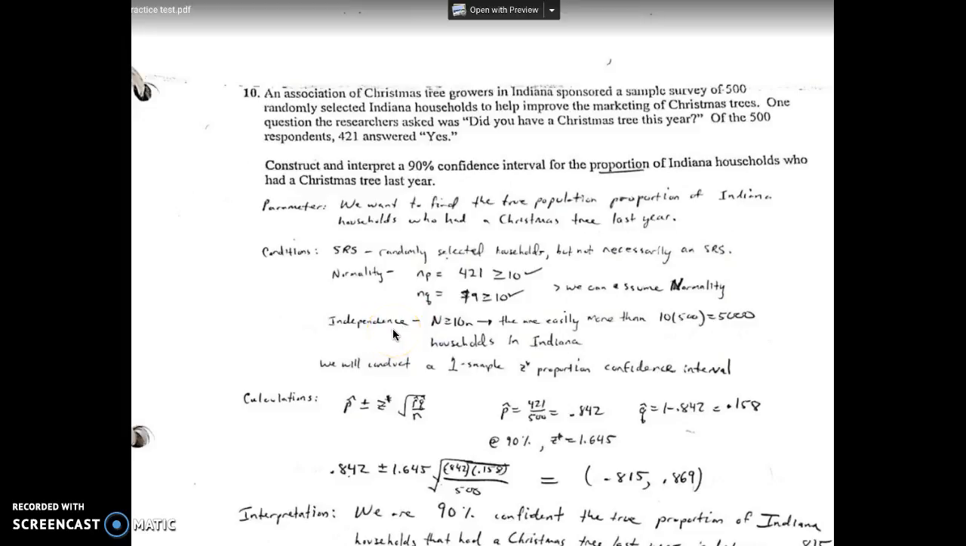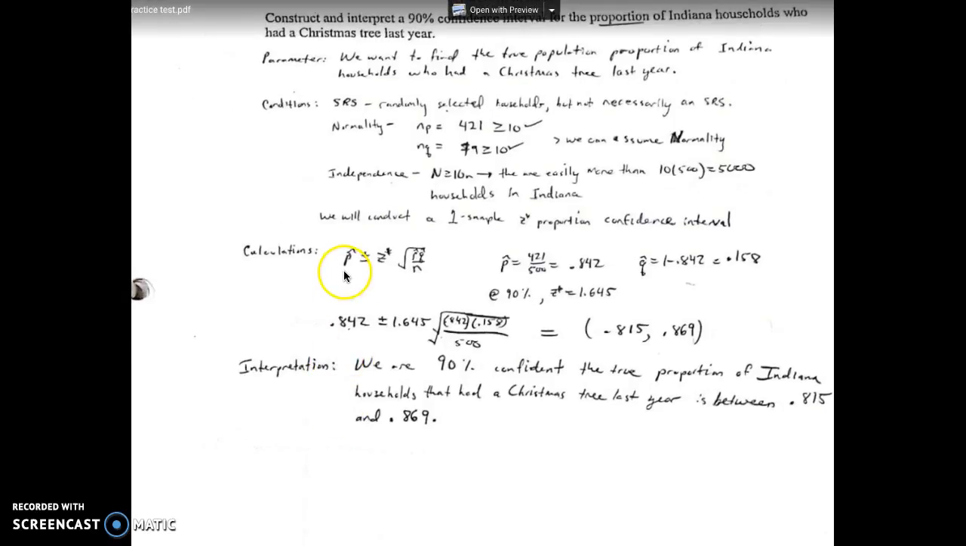The independence condition when you're doing proportions is that the population has to be at least 10 times the sample, and our sample was 500. There's definitely at least 5,000 households in the whole state of Indiana. We're doing a one sample z proportion confidence interval. We'll make sure that we're doing proportions. So our step 3 calculations would be p hat plus or minus z star times the square root of pq over n. p hat is 421 over 500, that's 0.842.